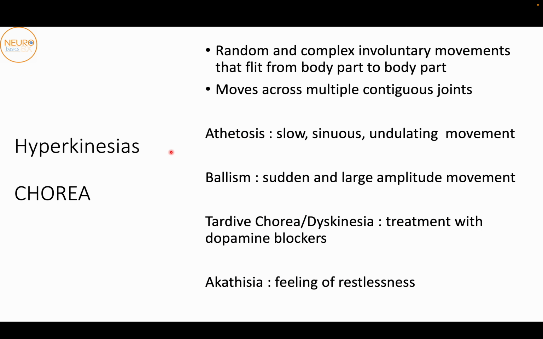Right. We'll just discuss what the definition of some of these other movement disorders are. Choreas basically, just imagine somebody dancing. So it's random and complex involuntary movements that flit from one body part to different body parts, and they will move across multiple contiguous joints. On the other hand, athetosis will be a slow and undulating movement, while balismus will be a large and sudden movement.